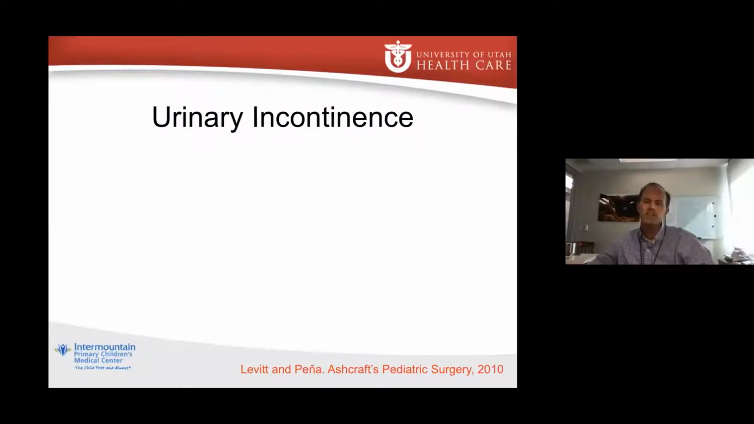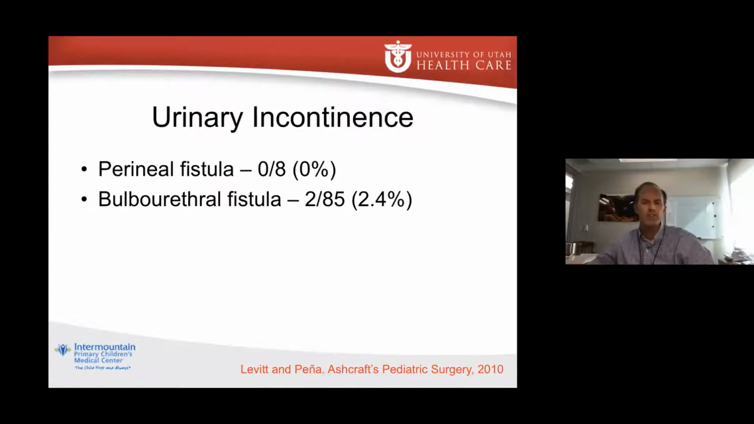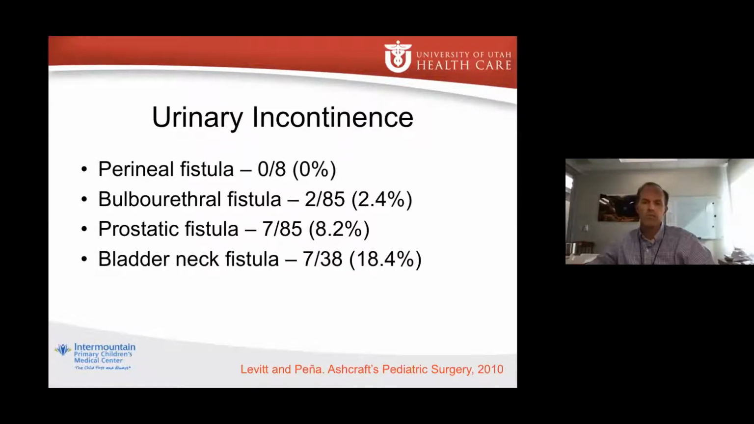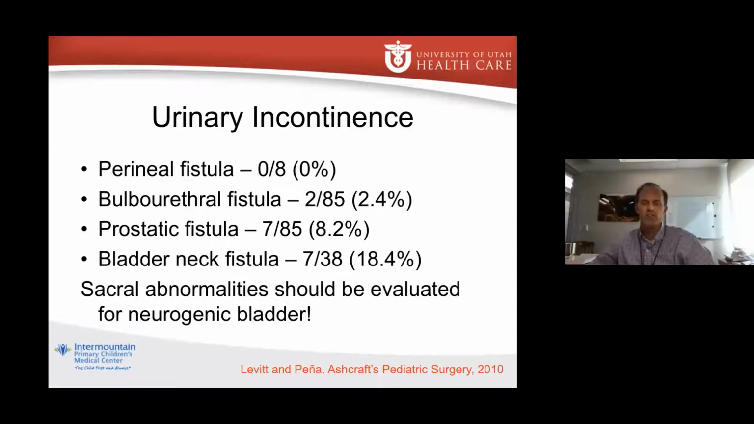Urinary incontinence can be an issue with these guys as well. Very uncommon in the perineal fistulas. You'll see a little bit in the bulbo-urethral fistulas, but again, the more severe those defects go, the more likely it is that they're going to have trouble with urinary incontinence. And the bladder neck fistulas, almost 20%. And then this is always kind of my last reminder here. If you have a kid that's got a sacral abnormality, you need to make sure you follow that kid long-term and evaluate them for neurogenic bladder.